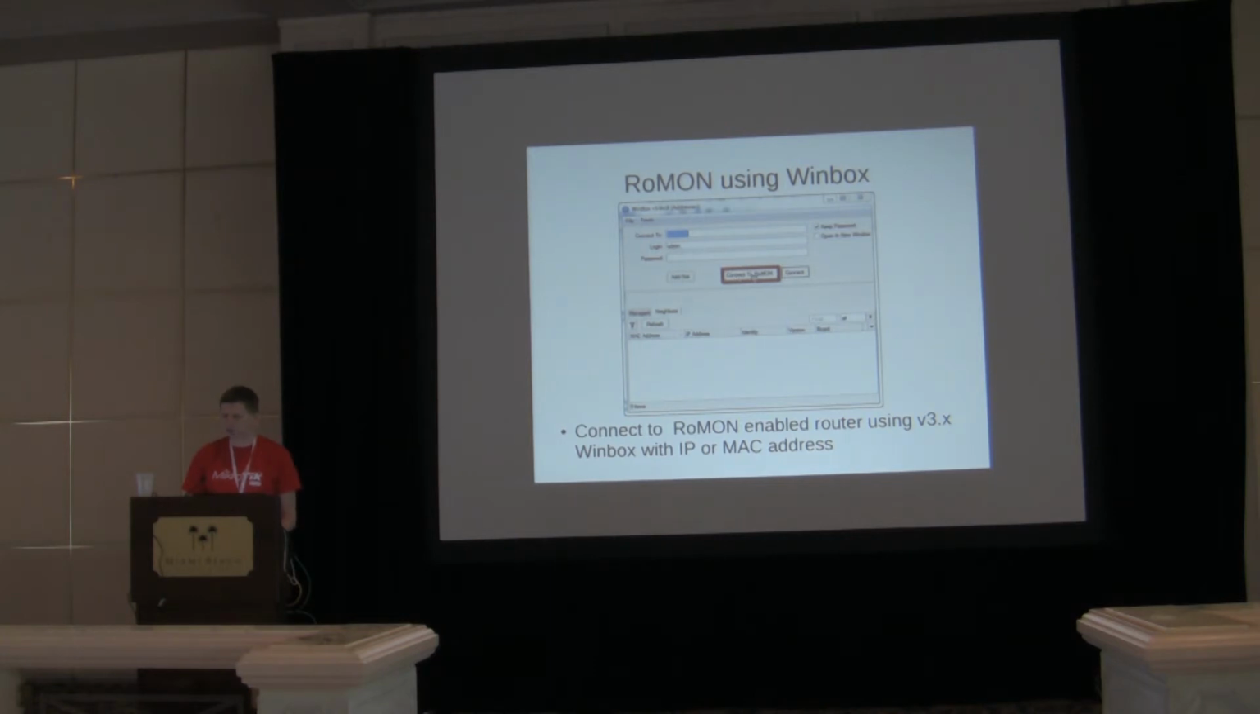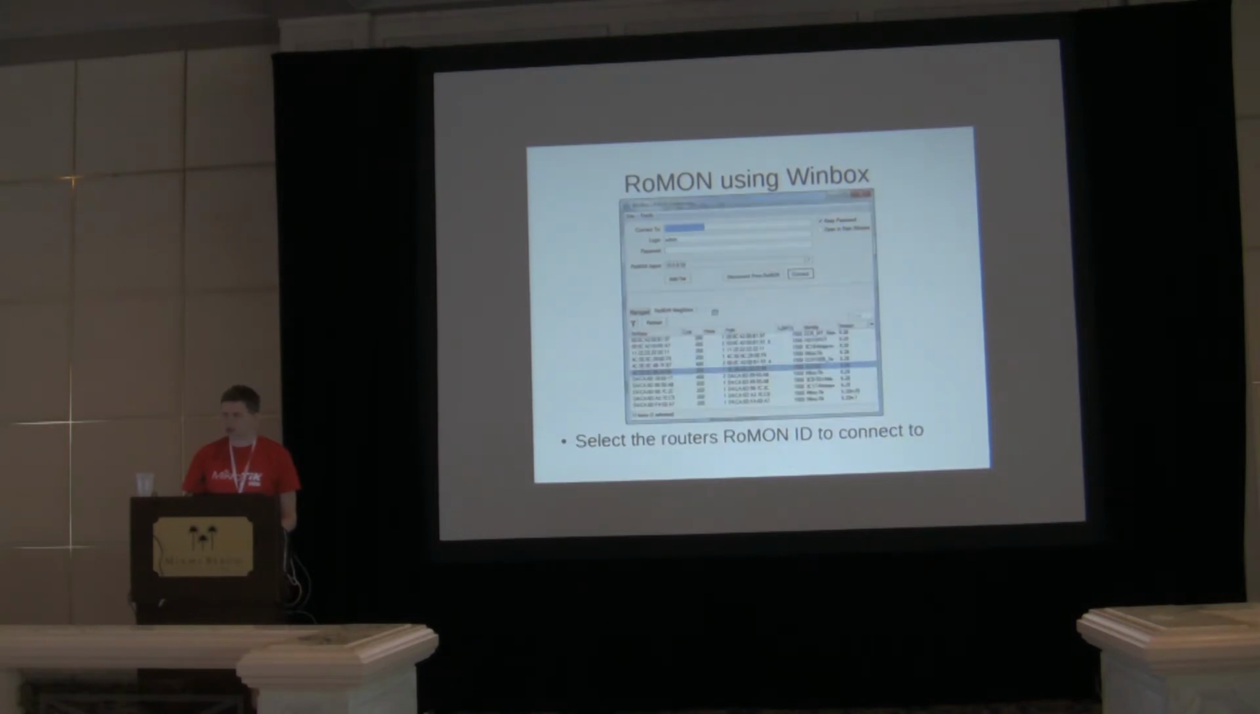So what does it do? You specify the IP address, or MAC address if you are connecting in the same network. But usually you would like to connect to some remote location using IP level. You connect to the remote location's IP address and click not the regular connect button, but Connect to RoMON network. What it does is create a secure tunnel using Winbox.